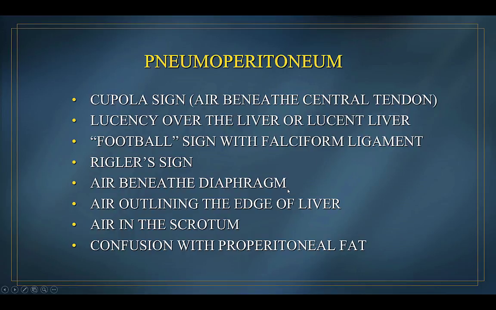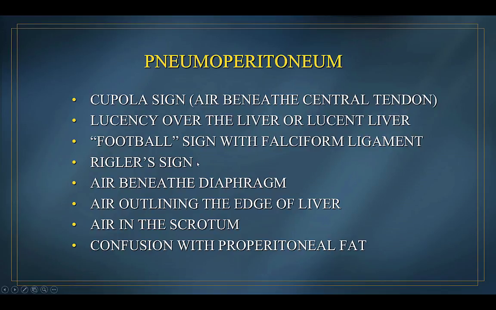Okay, so, large amount of air in the peritoneal cavity. The baby may simply present with a diffusely distended abdomen. One of the most important findings that I will demonstrate multiple examples of is the cupola sign. That's air beneath the central tendon of the diaphragm, also referred to as the continuous diaphragm sign. Lucency over the liver, either an entirely lucent liver or partially lucent liver, is often a sign of a pneumoperitoneum in a supine baby. If it's a large pneumoperitoneum, you get the typical football sign with a falciform ligament, and I'll show you multiple examples of these.